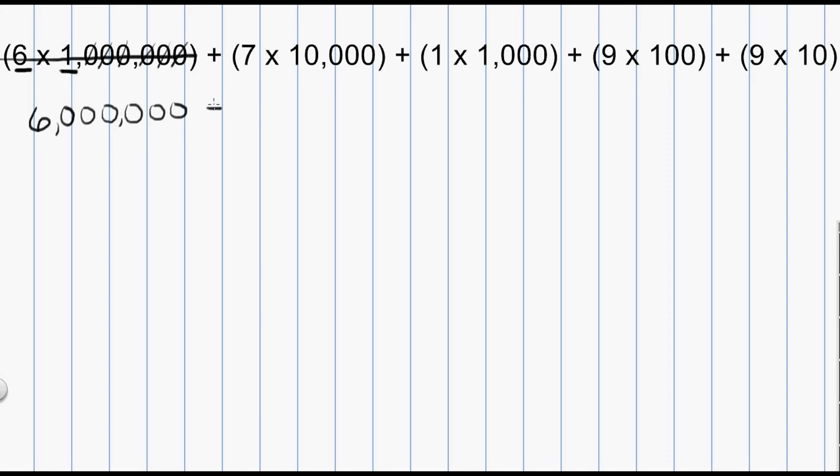And then we'll go to the next quantity. Multiply 7 times 1 gives me 7. And then 1, 2, 3, 4 zeros. So bring down 1, 2, 3, 4. Go to the next quantity. I have 1 times 1. Of course, that gives me 1. And then 1, 2, 3 zeros. So 1, 2, 3.